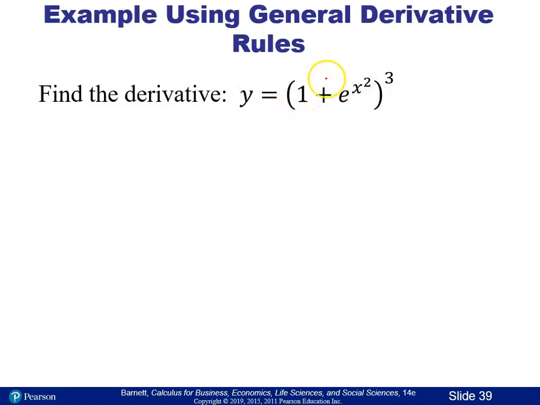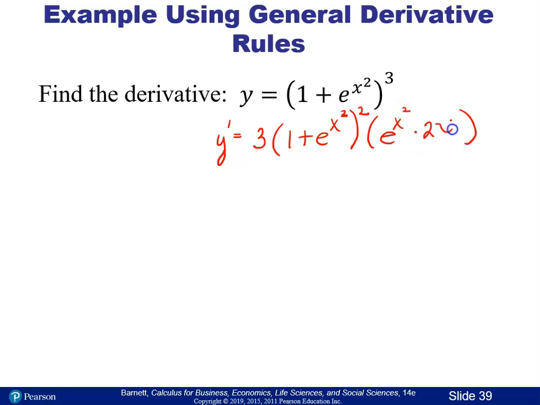Okay, this one, again, we've got a function raised to a power, so we're going to use the power rule. So we'll have 3. We're going to recopy this parenthesis, doing nothing to the parenthesis, decrease that power by 1, and now we're going to come in here and take the derivative of this inside part. Well, the derivative of 1 is 0, so that's easy. Here, the derivative of this would be e to the x squared times 2x.